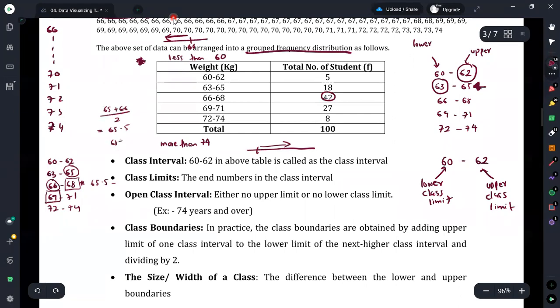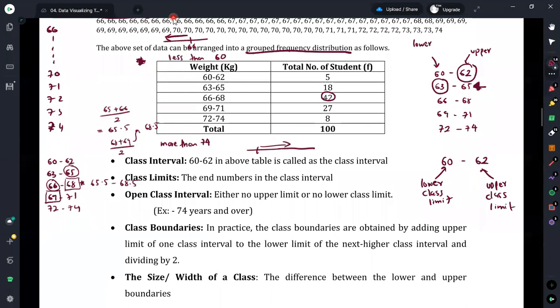Therefore, 68 plus 69 divided by 2 gives the next value, which is 68.5. Therefore, we can say it as 68.5. In the example, I will explain how to obtain these values.